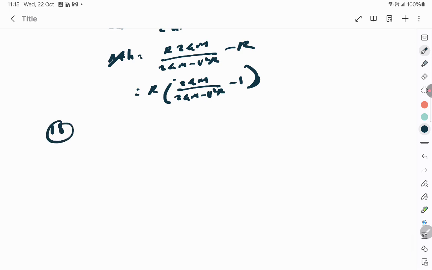The escape velocity of the projectile on the Earth's surface is 11.2. We know this already, 11.2 km per second. The body is projected out with thrice this speed. Okay, what is the speed of the body far away from the Earth? 3 times the speed. So the projected velocity is 3 times the escape velocity. This is the initial velocity with which it's getting projected.